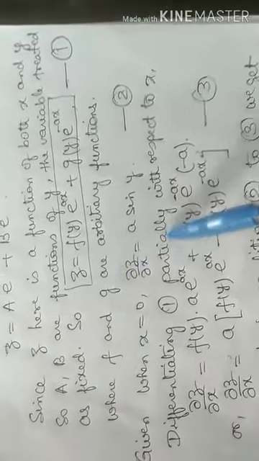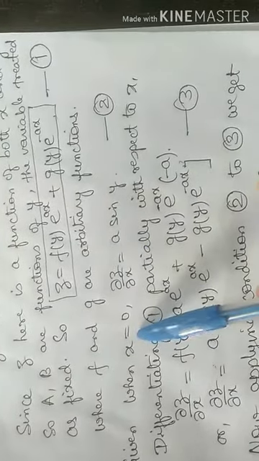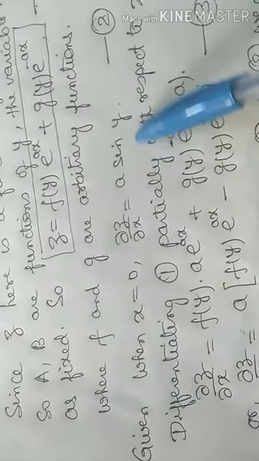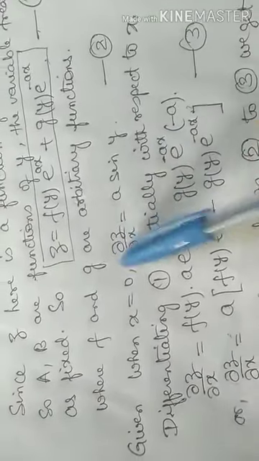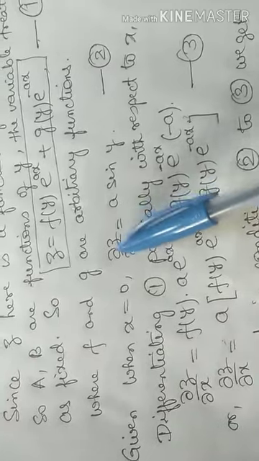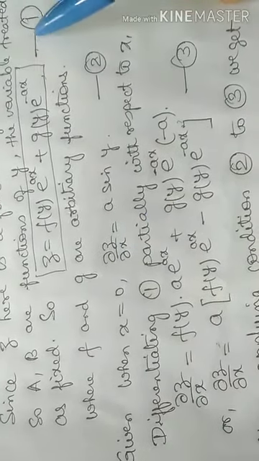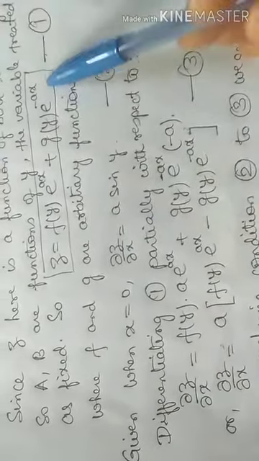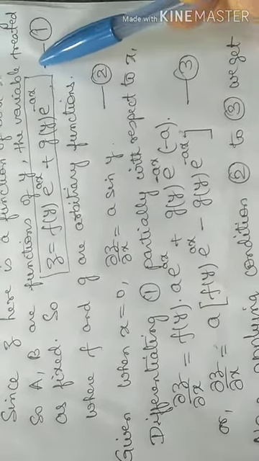Now let us apply the conditions so that we can write down the values of the arbitrary functions. The first condition is, when x = 0, ∂z/∂x = a sin y. Since a partial derivative is involved, we cannot directly apply it in equation 1. So we have to differentiate 1 partially with respect to x and then apply this condition.